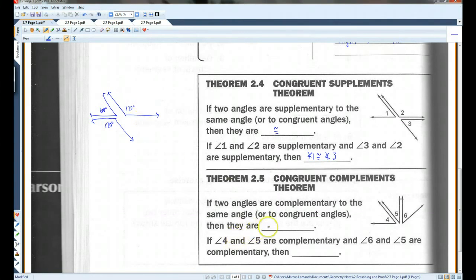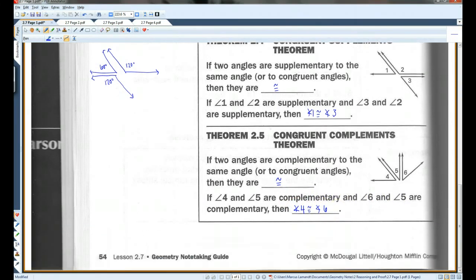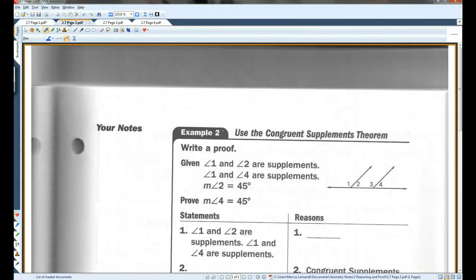The same thing is true when you have complementary angles. If two angles are complementary to the same angle or to congruent angles, then they are congruent. So if angle 4 and angle 5 are complementary, and angle 6 and angle 5 are complementary, then angle 4 is congruent to angle 6. Alright, let's go on to page 2.